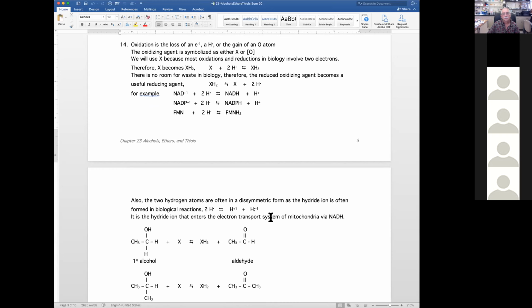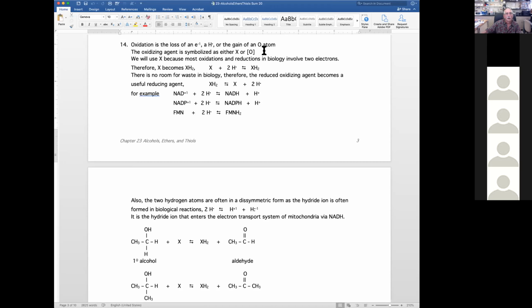Okay, the next one is oxidation. So oxidation is the loss of an electron, the loss of a hydrogen atom because that has an electron, or the gain of an oxygen atom. Because oxygen is the second most electronegative atom on the periodic table, that means if you're any element other than fluorine, you form a bond with oxygen, oxygen is taking your electrons away. Maybe not totally, but at least partially.